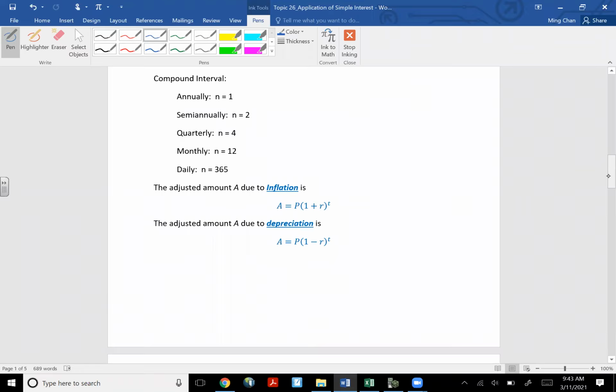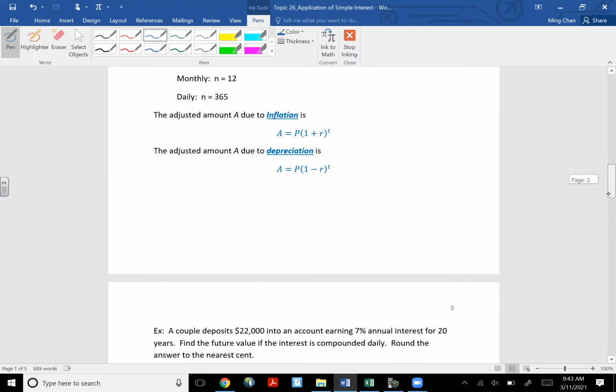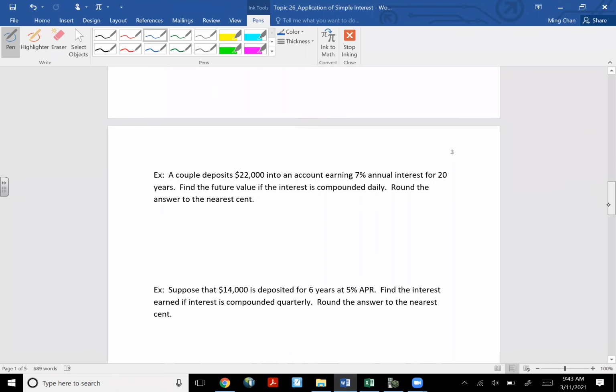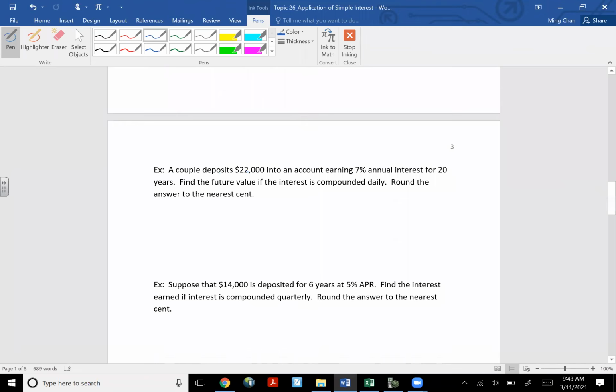Certain things that we purchase do depreciate over time. So let's take a look. I'm going to write down the formulas down here in a little bit. All right, let's say a couple deposits $22,000, one lump sum, into an account earning 7% annual interest for 20 years. Find the future value if the interest is compounded daily. You've got to see this word: when you see compounded, that means we're going to use the compound interest formula.